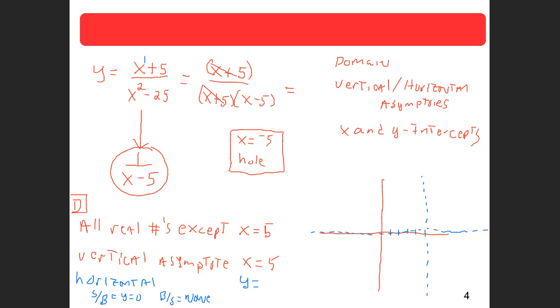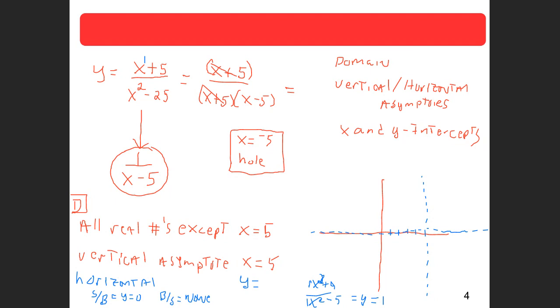If it's big over small, for example, if I had something like x to the third plus 4 over x squared, then there would be no horizontal asymptote. Now, if they're the same, so let's say it's x squared plus 4 over x squared minus 5, then you take the numbers in front of the variables, the highest power. So 1 over 1, so now my horizontal asymptote would be y is equal to 1. So that's how you find horizontal asymptotes. You look at the highest power on top and bottom. So in this problem, the horizontal asymptote would be y is equal to 0.